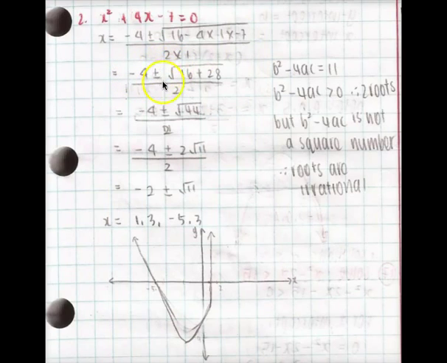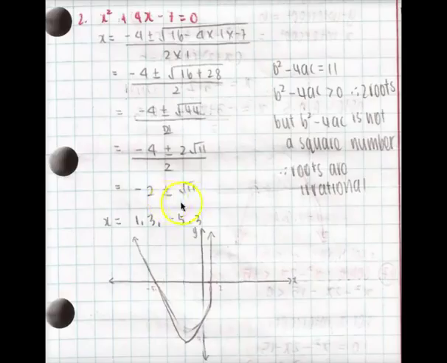Then we get negative 4 plus or minus the square root of 16 plus 28 over 2, which is negative 4 plus or minus the square root of 44 over 2, remembering that the square root of 44 can be written as the square root of 4 times the square root of 11, and the square root of 4 is 2. So we get negative 4 plus or minus 2 root 11 over 2. Now what I want to do here is divide each of the terms by 2. So that's negative 4 over 2 is negative 2 plus or minus 2 root 11 over 2 is root 11. So we get negative 2 plus or minus root 11.